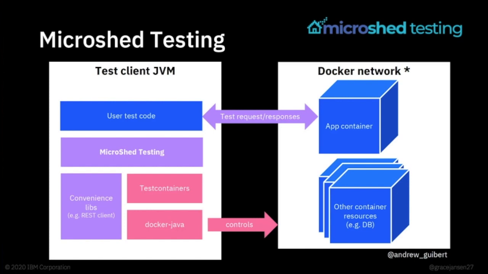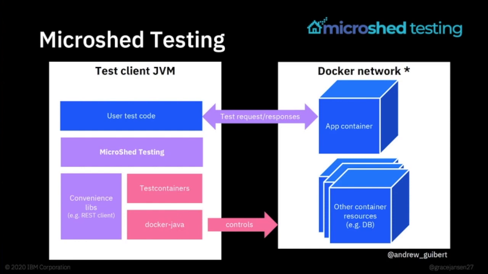It introduces these things called convenience libraries, which help you to interact with those containers, like REST clients, for example. And it has JUnit extensions on top of that, which make it nicer to use. So users can write their own test code on top of the MicroShed Testing APIs. There are no extra config files. You just have to add the dependency into your POM file and create your Java code for testing.